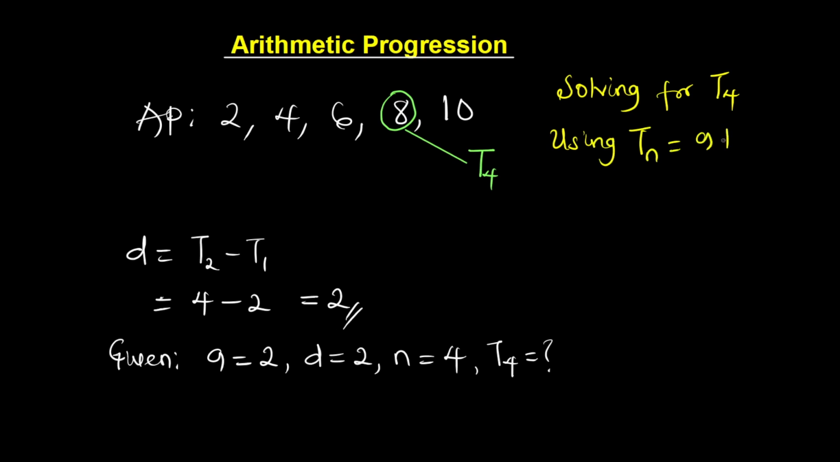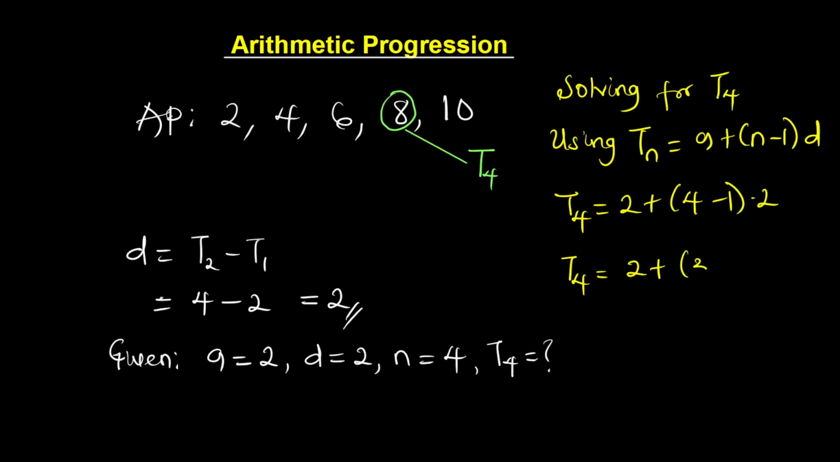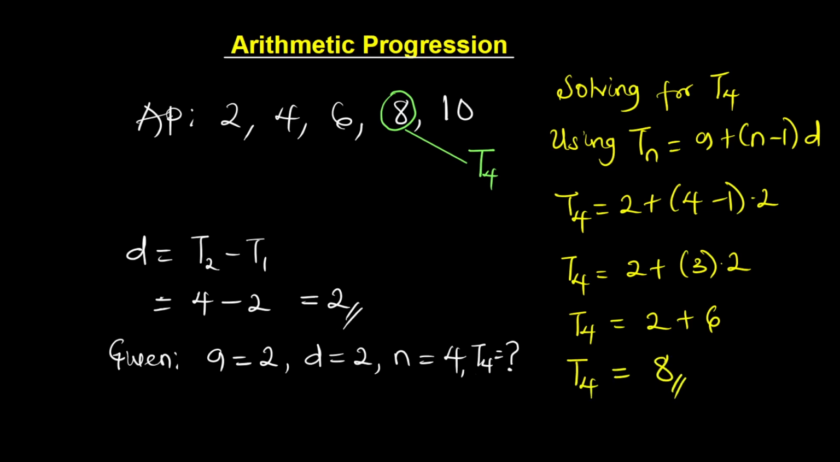Tn is equal to A plus n minus 1 D. We are going to substitute. Our T4 will be equal to, our first term was given to be 2, plus 4 minus 1 multiplied with our common difference, which is 2. T4 will be equal to 2 plus 3 times 2. Our T4 will be equal to 2 plus 6. 2 plus 6 is equal to 8. Therefore, our T4 is equal to 8.